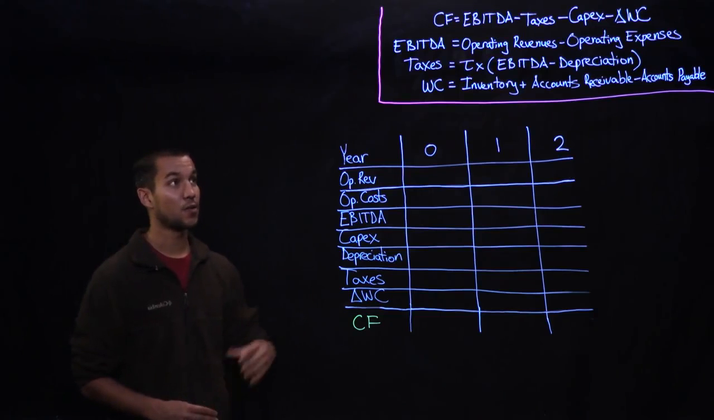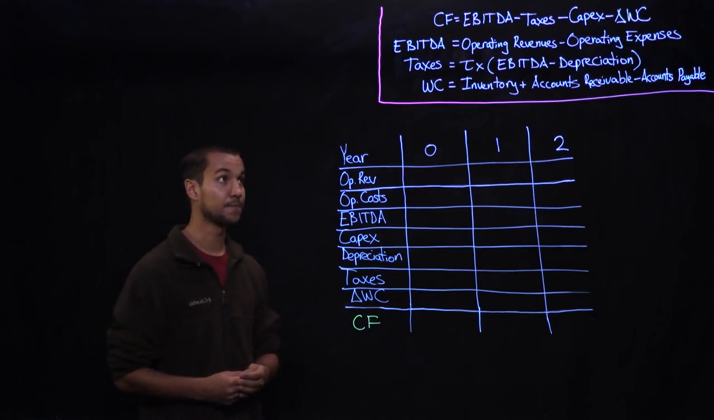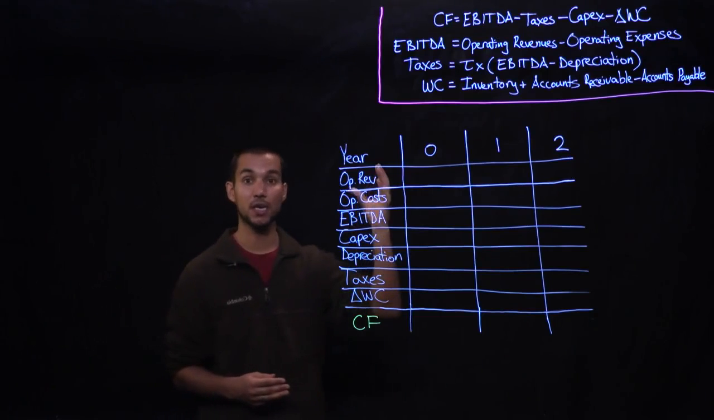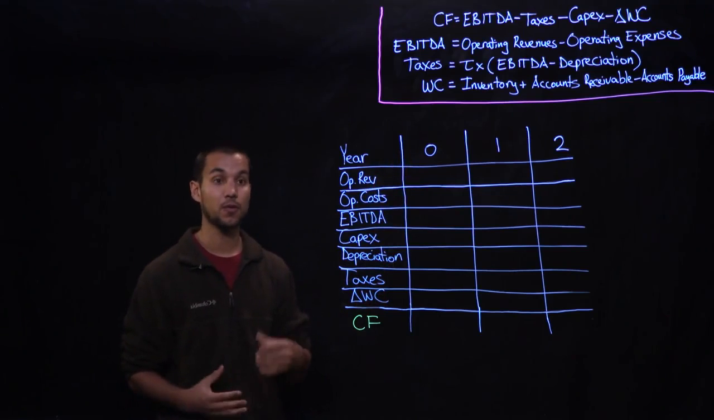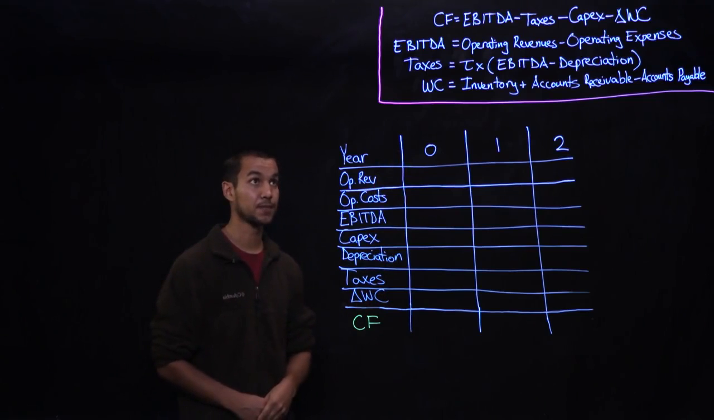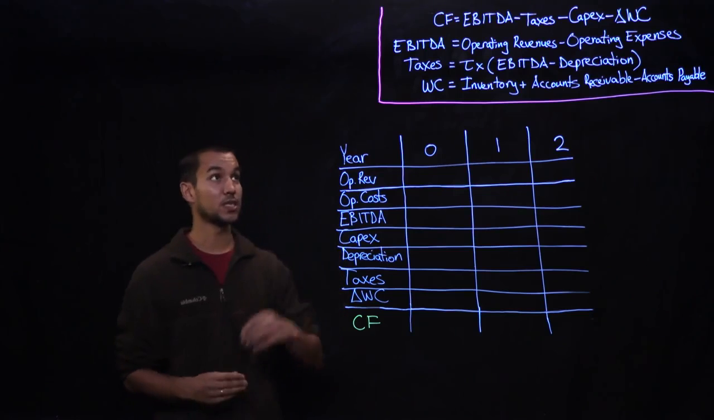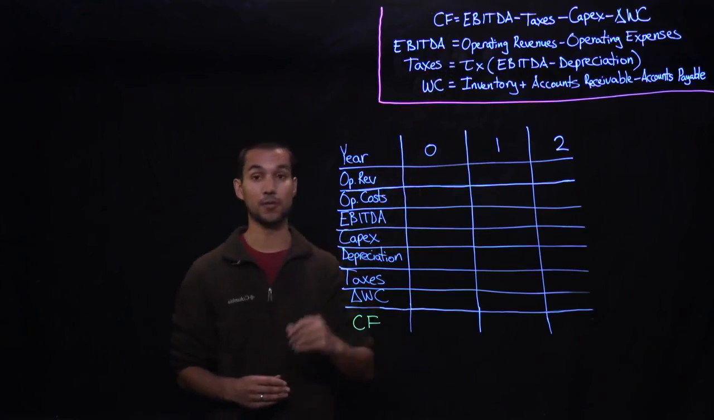Oftentimes when we want to value a company or a project, we have to work with accounting information. And so we have to be able to convert accounting variables into cash flows before we can calculate a project or a company's net present value. So in order to convert accounting variables to cash flows, we're going to use this top formula.